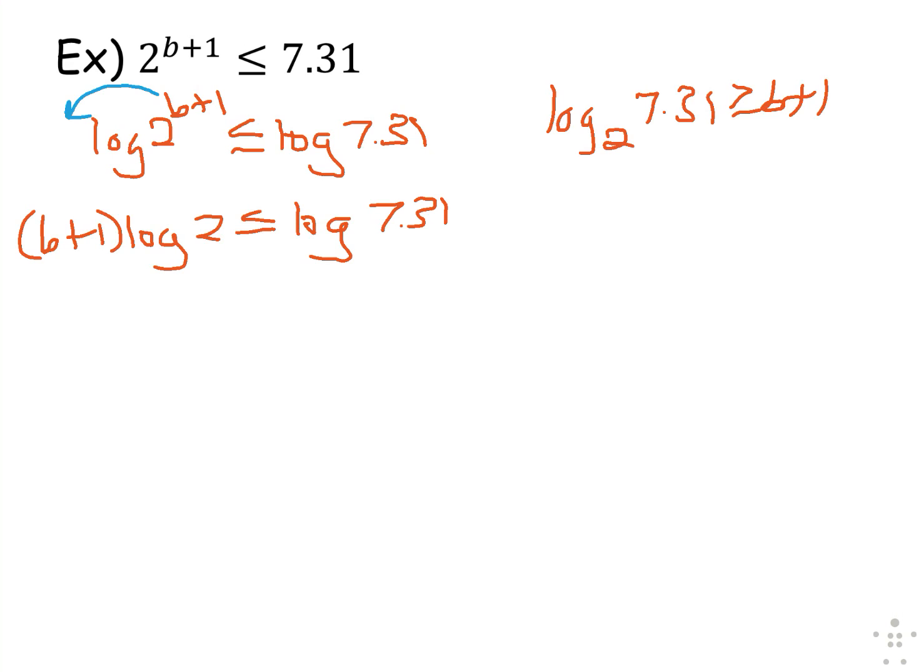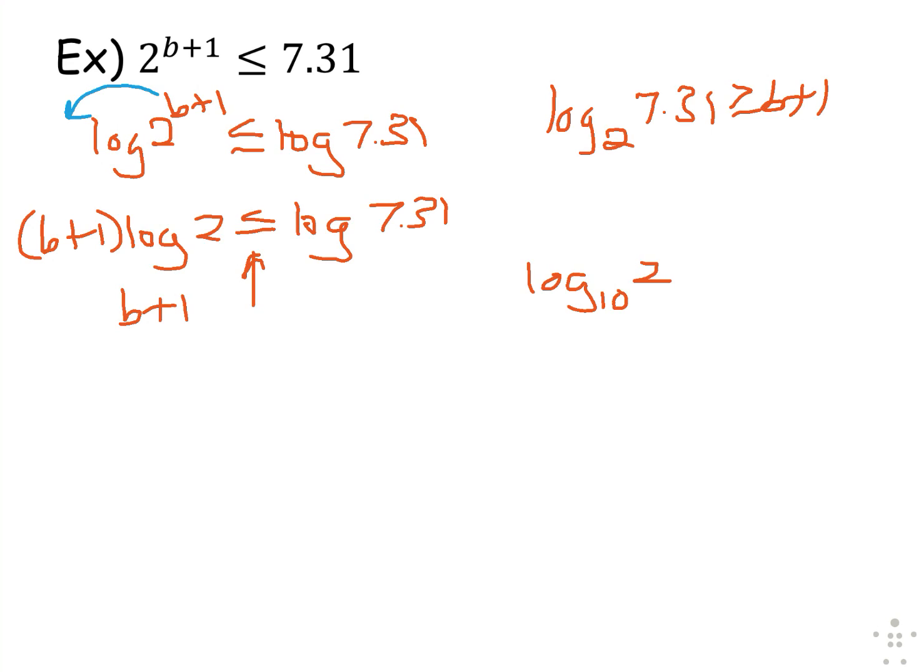So I want to get b by itself. I only got one copy of it, so I will divide that log of 2 to the other side. Now, here's the issue with this. The common log of 2, is that a negative number? We should ask ourselves that because we are working with an inequality, and if you multiply or divide by a negative, you have to change its direction.